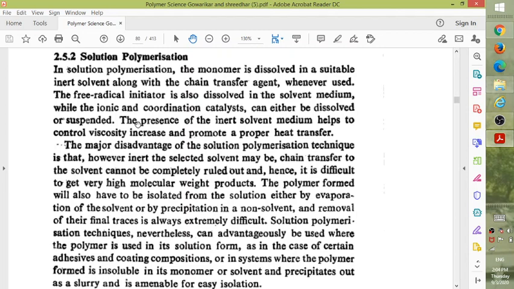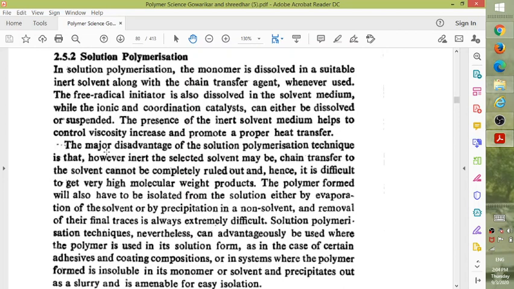be dissolved or suspended. The presence of inert solvent medium helps to control viscosity increase and promote proper heat transfer. So there was a problem of viscosity increase in bulk polymerization as we have seen, but in this case of solution polymerization, since a solvent is there which is inert, it helps to control the viscosity increase. So the viscosity is not an issue in this solution polymerization, and because of that inert solvent there is also proper heat distribution and heat transfer.